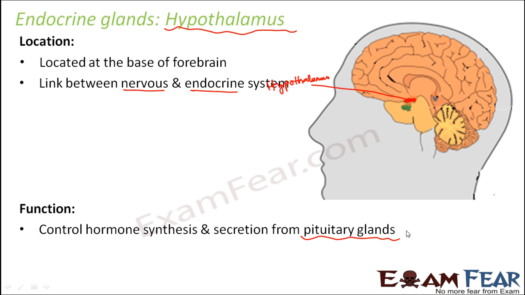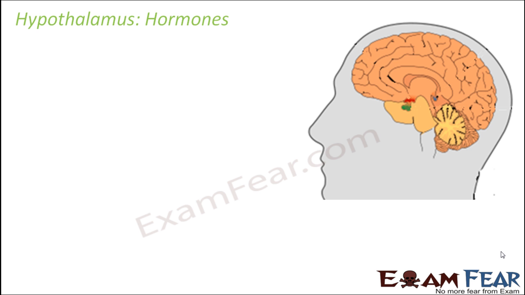Now, you will see something very interesting here. This hypothalamus controls the secretion from the pituitary gland, and the pituitary gland is the master gland. Why master gland? Because the pituitary gland controls the secretion from all other endocrine glands of the body. So you can understand how important the hypothalamus is, because it controls the master gland, which controls all other glands of the body. That means the hypothalamus controls the synthesis and secretion of hormones from all other glands of the body. So let us look at some of the hormones which the hypothalamus produces.